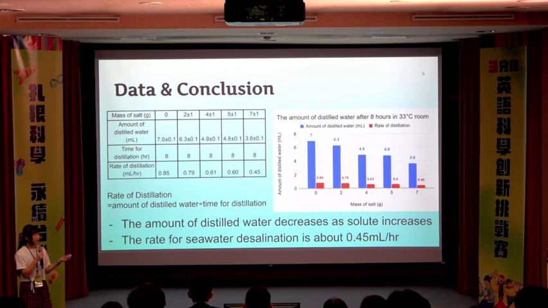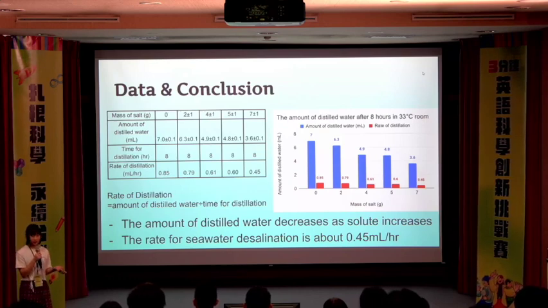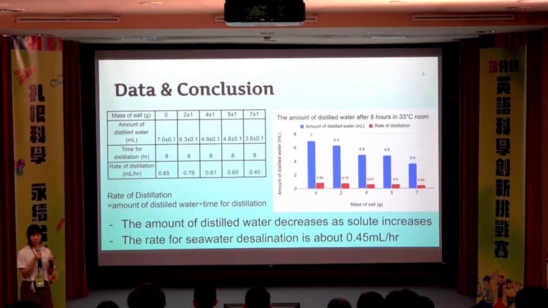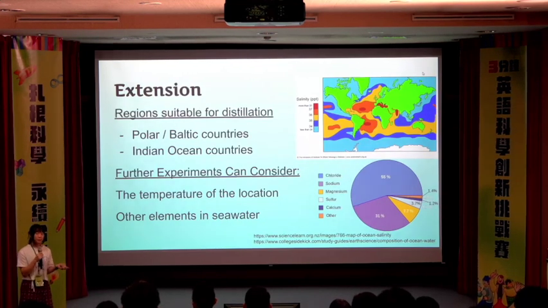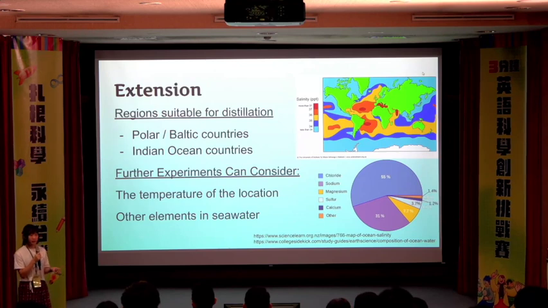You can see here that the distilled water decreases as the amount of salt increases, which supports my hypothesis. Furthermore, the rate of seawater desalination is about 0.45 milliliters per hour, if only considering the salt inside. However, since seawater is composed of many different elements, further discussions have to be made regarding the actual speed of seawater desalination.